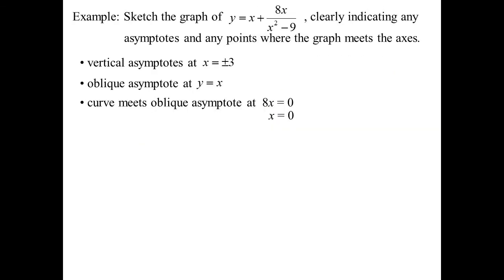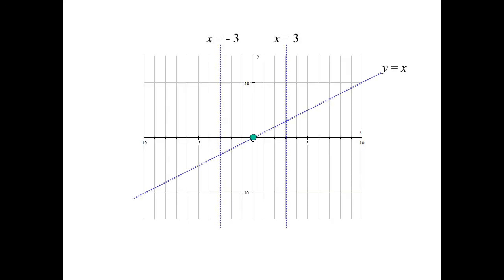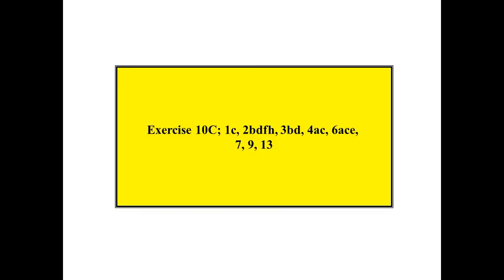In this case, the curve will meet the asymptote because it is possible for 8x to equal 0. It'll happen at x equals 0. So we know our curve is going to go through the origin, which happens to lie on that asymptote. I can now complete the sketch, remembering the curve has to bend towards the asymptote and things like that, and we get our curve. So 10C, polynomial division.